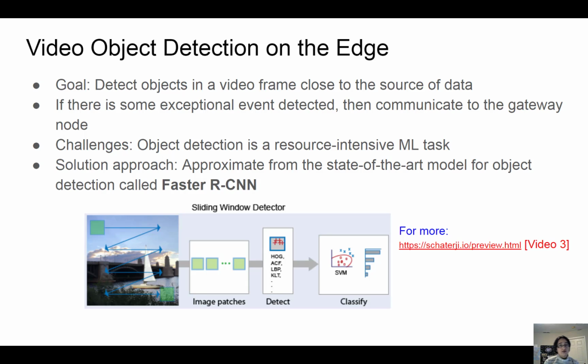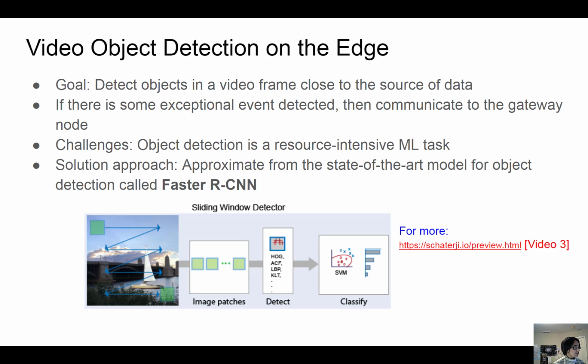So the second snapshot is a heavier bandwidth snapshot, and for this we have object detection. Now, object detection is done in the digital agriculture setting. For example, if you have drone imagery, you don't want to send all the data to the cloud. So only when there is some exceptional event that is detected, then you communicate this to the gateway node, because object detection is a resource-intensive machine learning task.